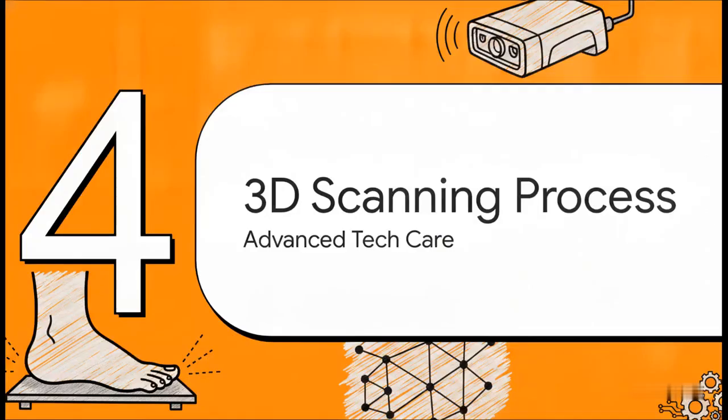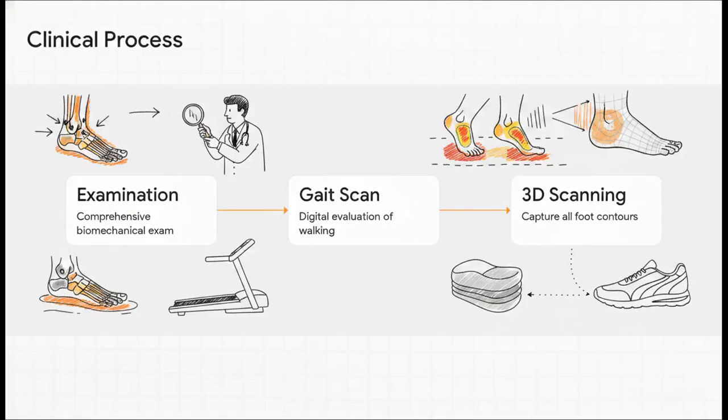Let's look at Section 4. The 3D scanning process, advanced technological care. So what does the clinical procedure actually look like for a patient? It involves 3 distinct steps. Step 1 is a comprehensive biomechanical examination to deeply assess the patient's physical structure. Step 2 is a digital gait scan analysis. And Step 3 utilizes the absolute latest 3D scanning of the foot's contours. Modern clinical technology allows providers to capture highly accurate information covering all aspects of the foot, totally surpassing older methods that only measured the sole.